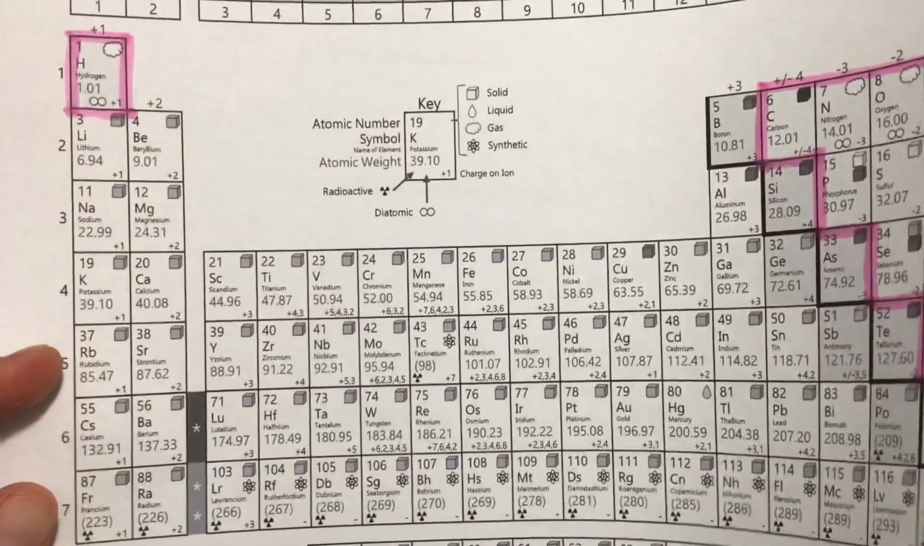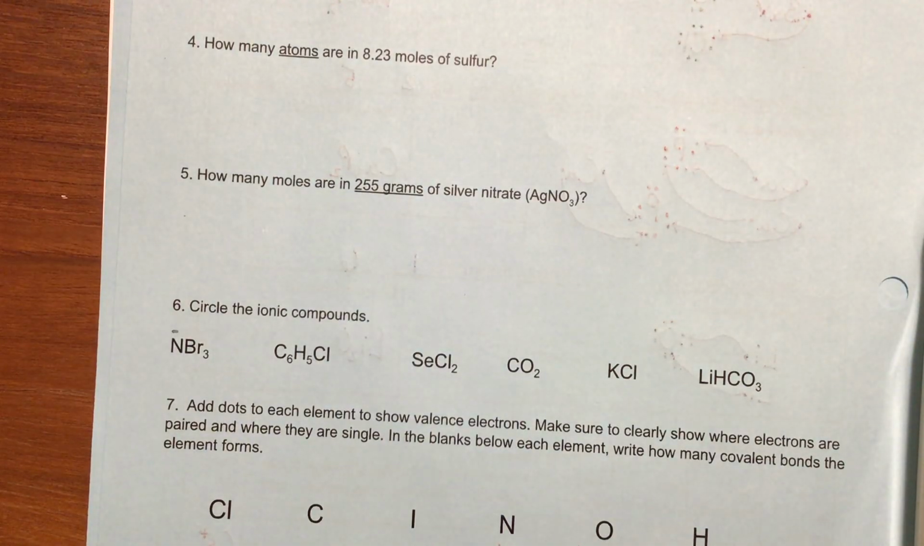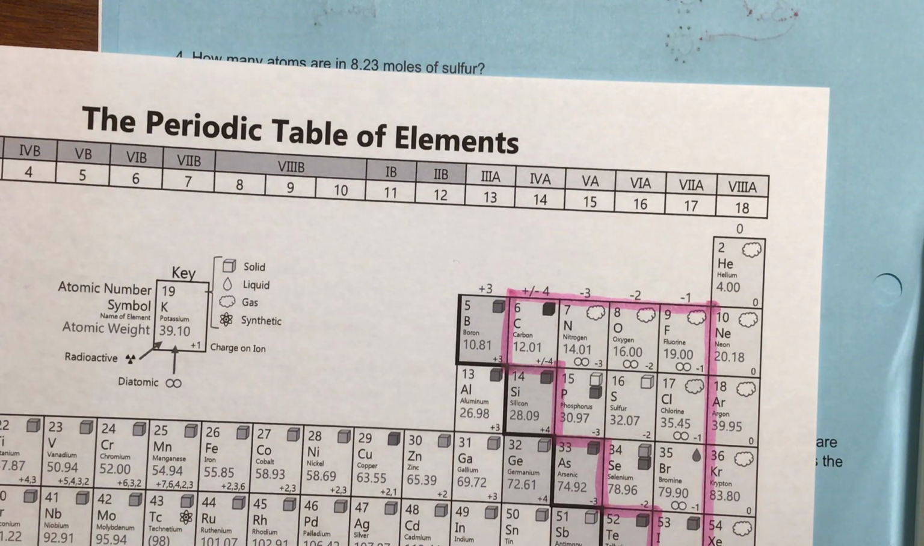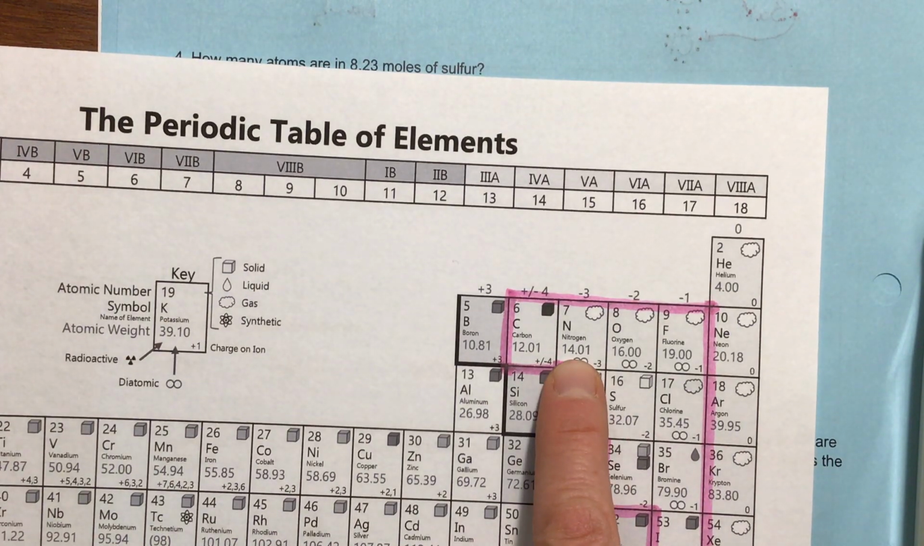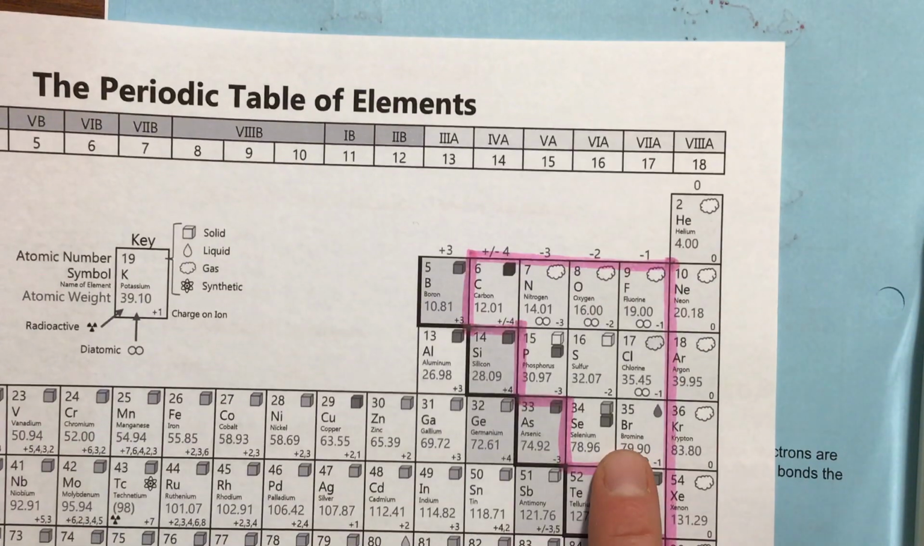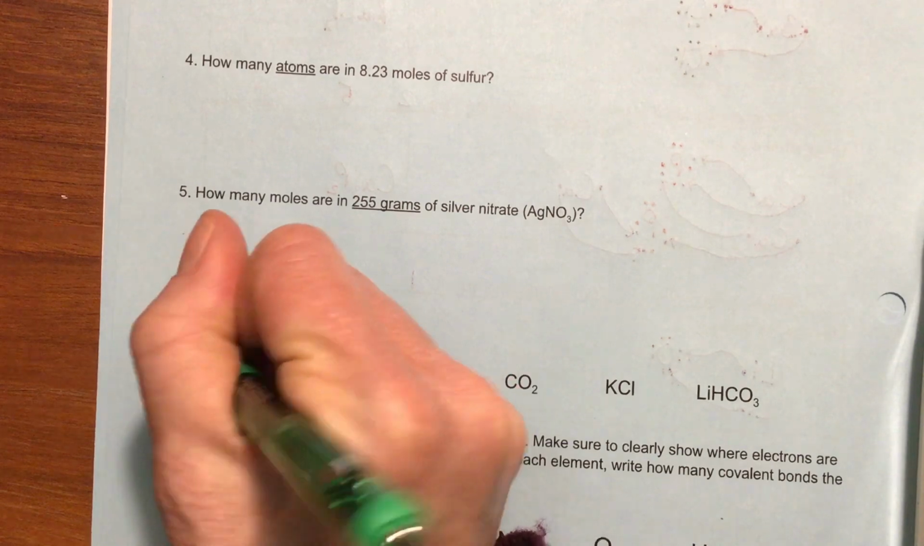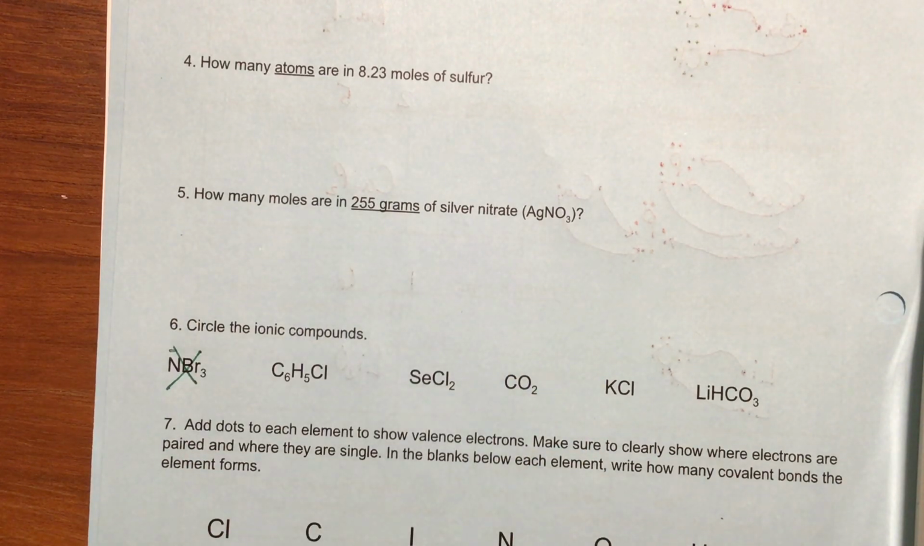Okay, so let's see. How do we decide this? Looking at our compounds then. This one has nitrogen and bromine in it. Is it ionic or covalent? I look at the periodic table. Nitrogen, nonmetal. Bromine, nonmetal. So that is a covalent compound because it has two nonmetals. So I'm going to X it out. It's covalent. I'm looking for ionic.